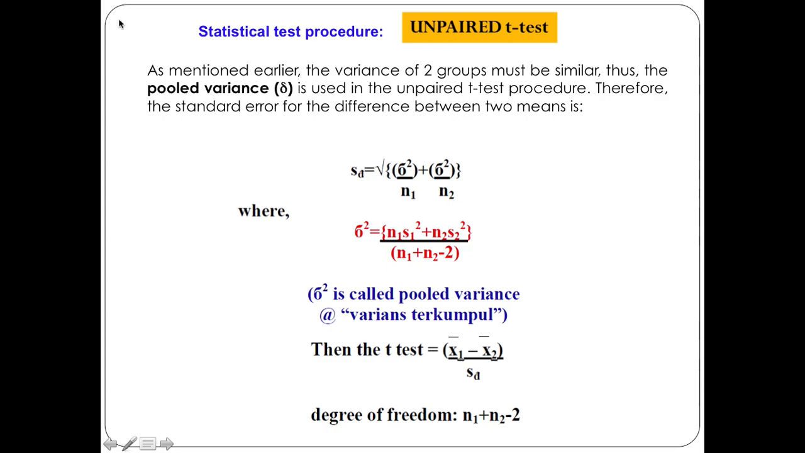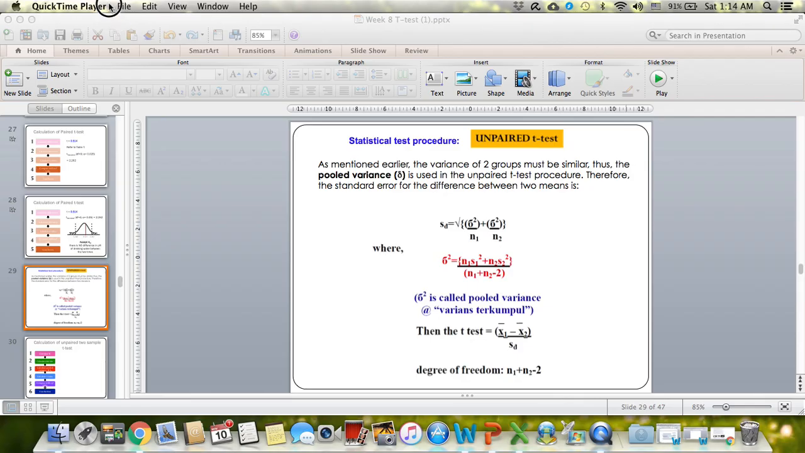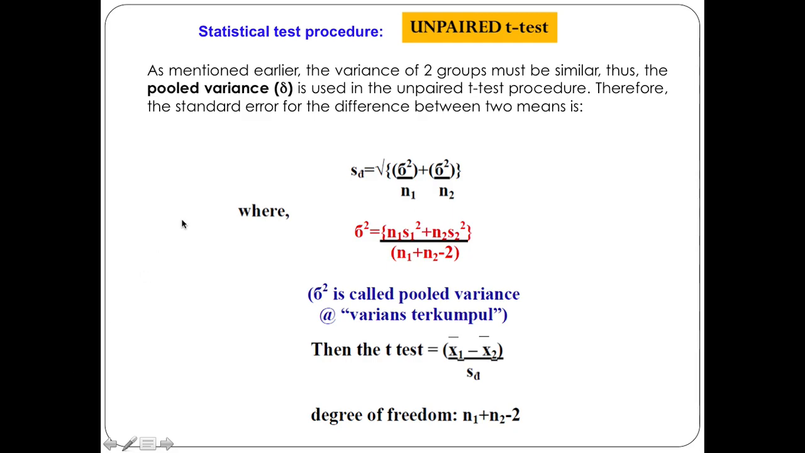Okay, so as we have mentioned earlier, the variance of the two groups for the unpaired t-test must be similar. Therefore, we calculate the pooled variance for unpaired t-tests, unlike in the paired t-test, where we calculate the differences. So the standard error for the difference between the two means is given by this formula.